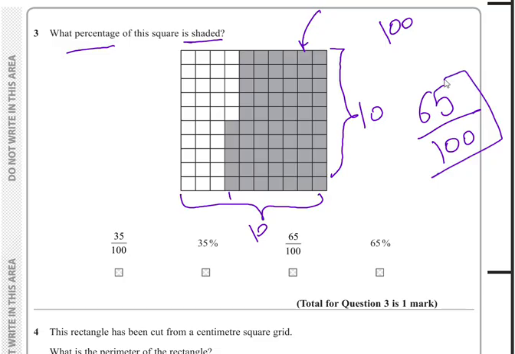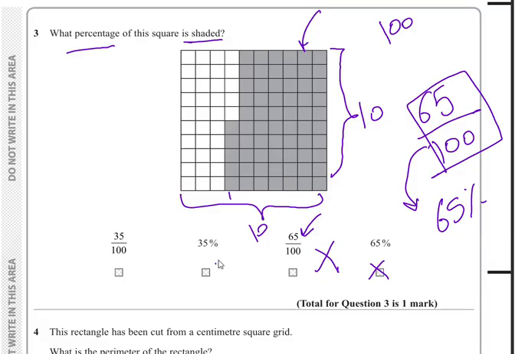Now this is a fraction, all right? I don't care about the fraction here. What I want is a percentage, and it's 65%. This is a fraction, which I don't want. This is a percentage. Now what about the 35%? 35% is the percentage for the remaining squares, the ones that are not shaded. This is the fraction for them because they are 35, and here's the percentage.